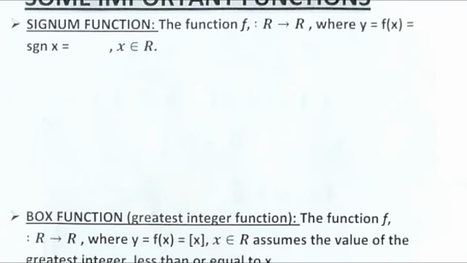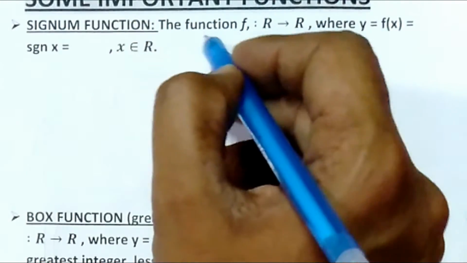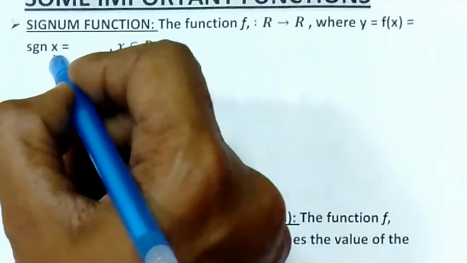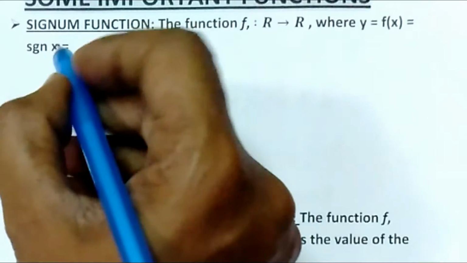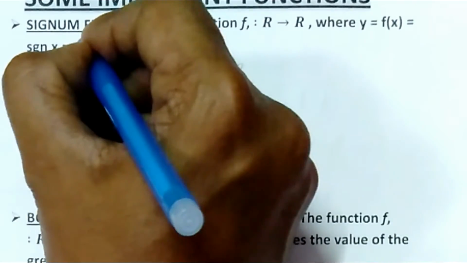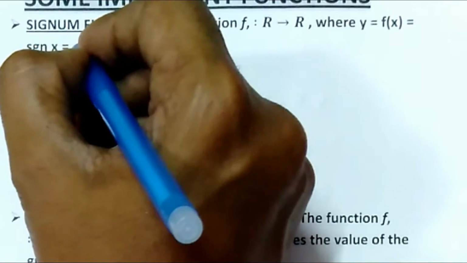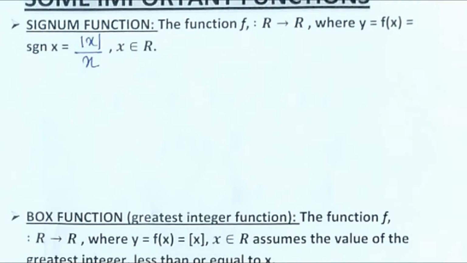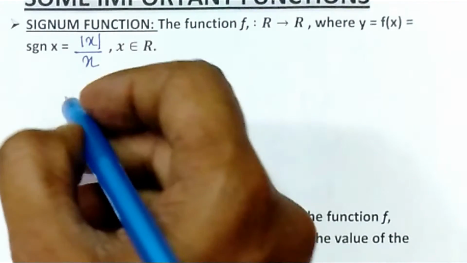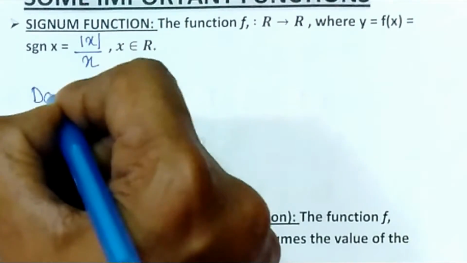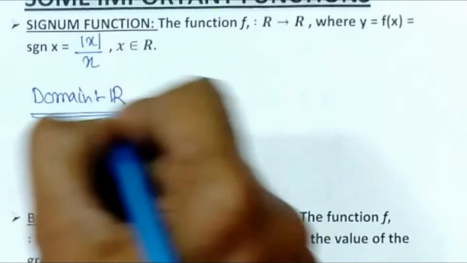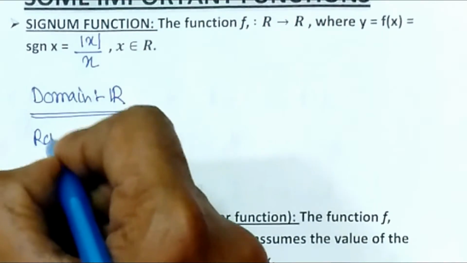Let us discuss another important function, which is known as the Signum function. The function f maps R to R, where y equals to f of x equals to sgn x. Sgn means Signum function. Signum function of x is equal to modulus of x by x, where x belongs to R. So the Signum function is mod x by x. Okay, so what will be the domain of this function? The domain will be the set of all real numbers. Okay, what will be the range of this function?